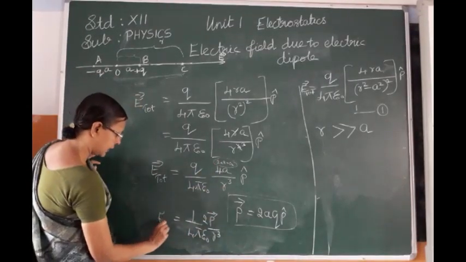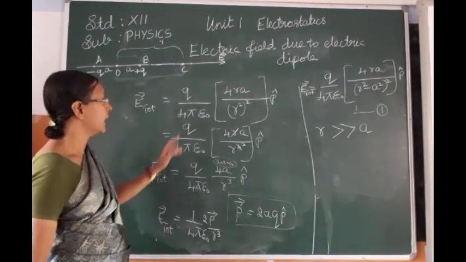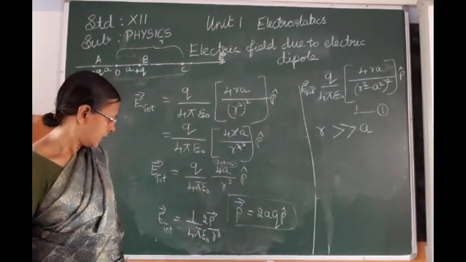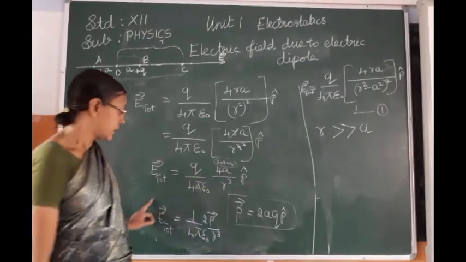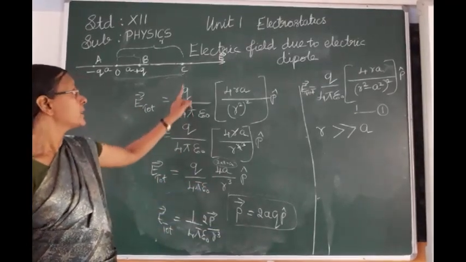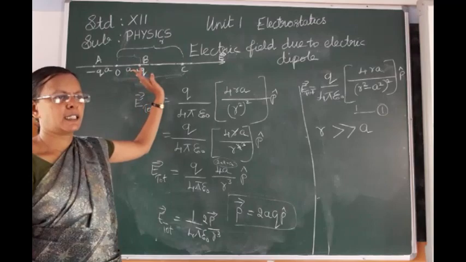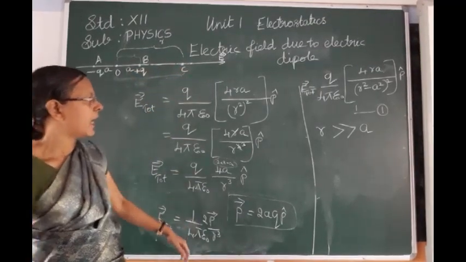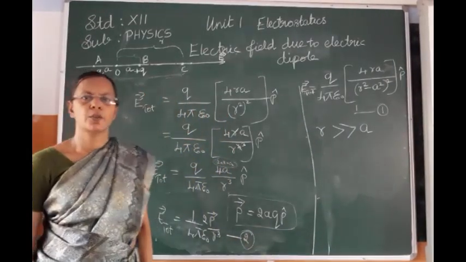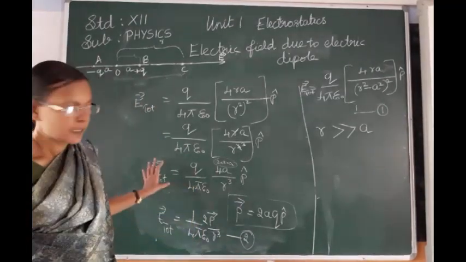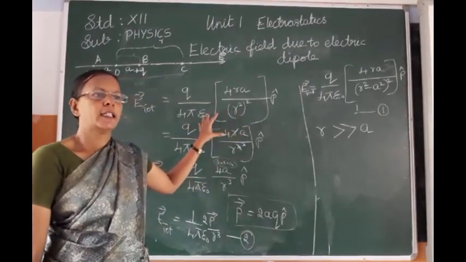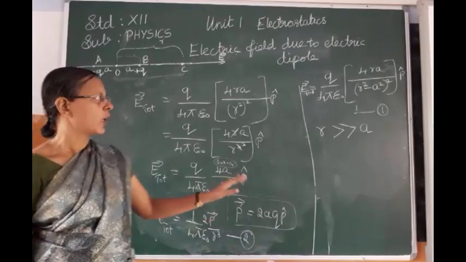This is the total electric field at that point C when the point is far away. We can use this formula only if the point C is far away from the electric dipole. If it is nearby, we cannot use this formula; we have to use the first formula. This formula we take as number 2. So this is the electric field due to an electric dipole at a point located on the axial line. I think all of you understood this much.